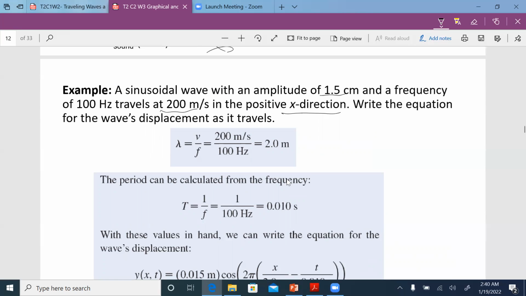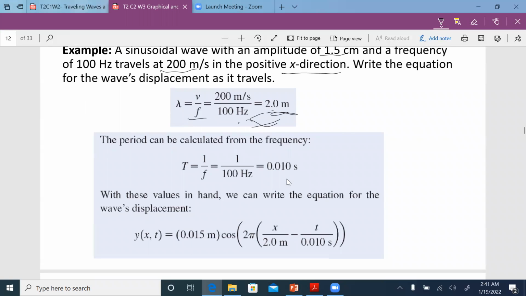Remember, the equation will have two forms, one for the right movement and one for the left direction movement as well. So from the basic relationship, 200/100 gives us 2 meters. So the wavelength, we have an idea. The wavelength is the distance between two crests, 2 meters. So we want to construct the equation. We have the wavelength, then the period can be calculated from the frequency. If we do that, we'll have this value.